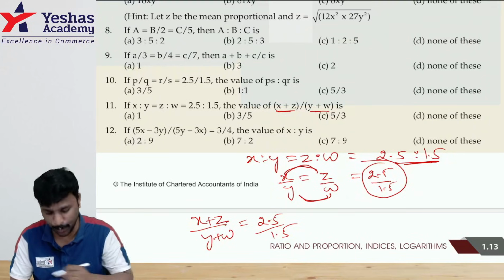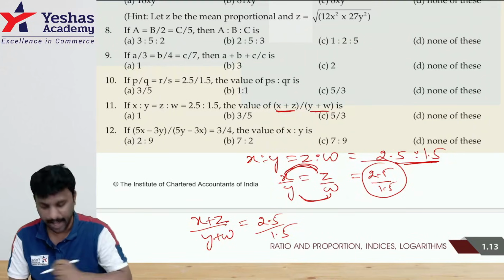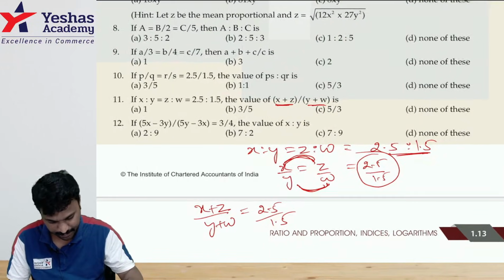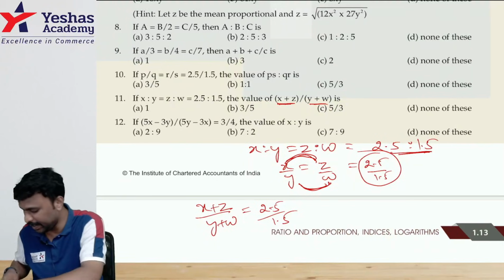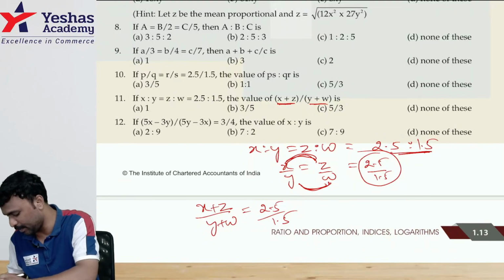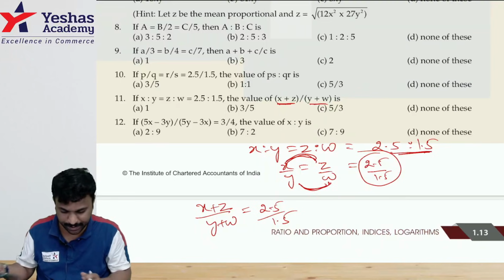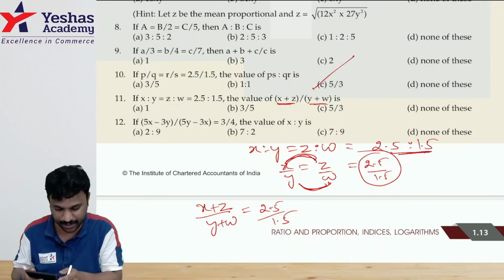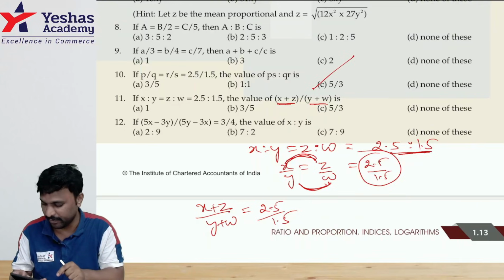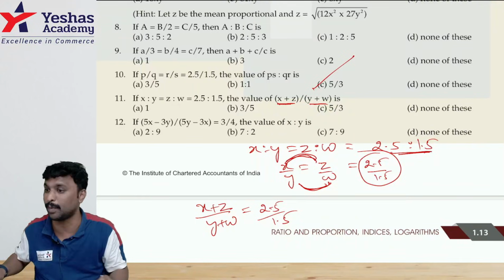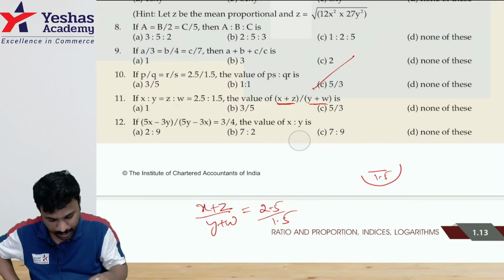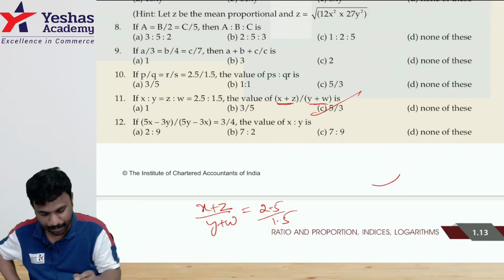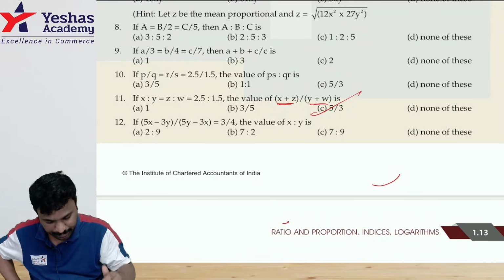What do you mean by addendo property? The antecedents will get added and the consequents will get added. So that means, what is the answer for this? It is 2.5 divided by 1.5. That fetches you 1.6666. Which option gives you 1.6666? It is option C. Check. 5 divided by 3 fetches you 1.6666. So option C is the right answer. Oh, sorry. Option C over here. Option C. Right? Moving on to the next question.